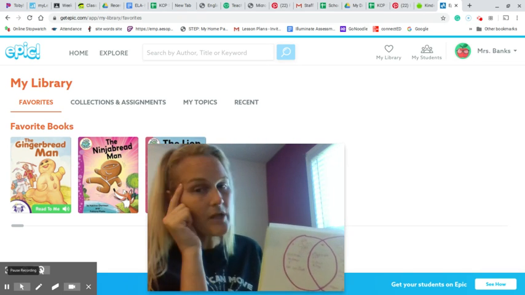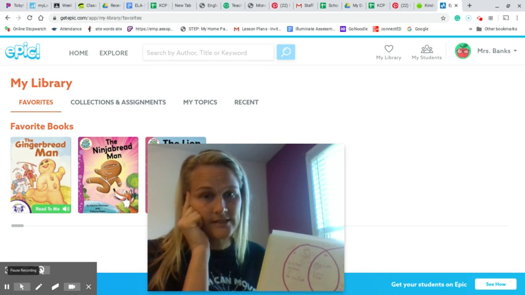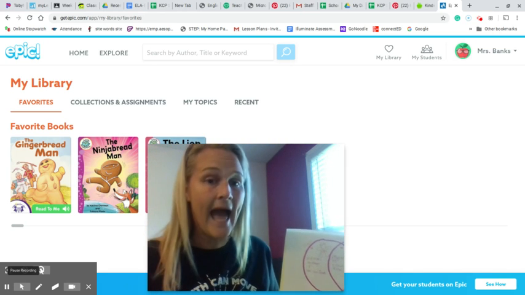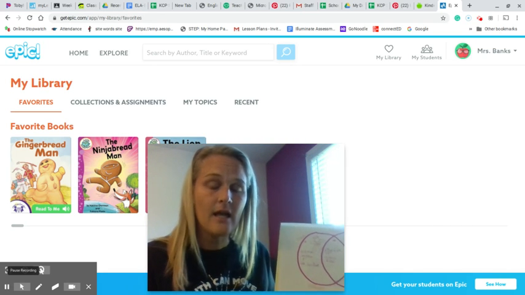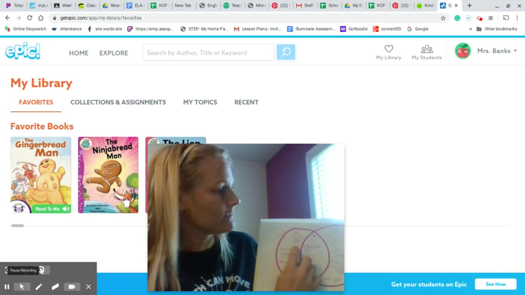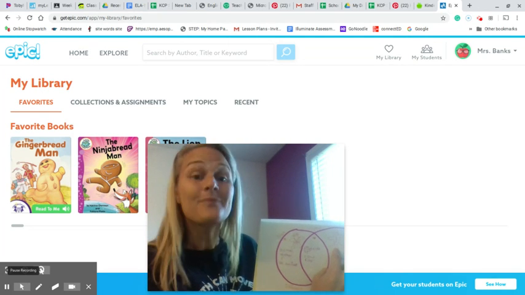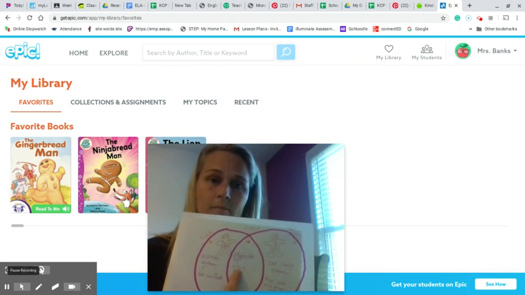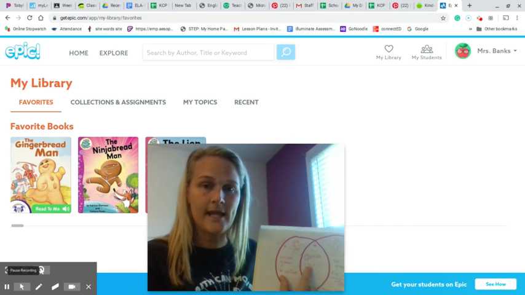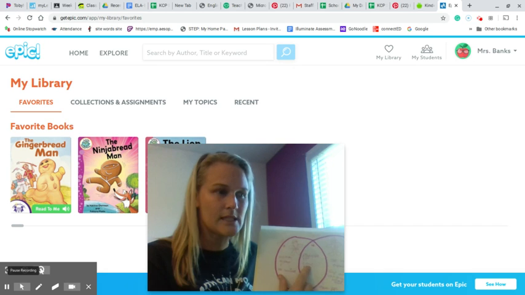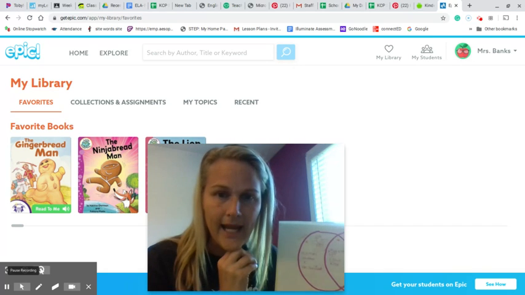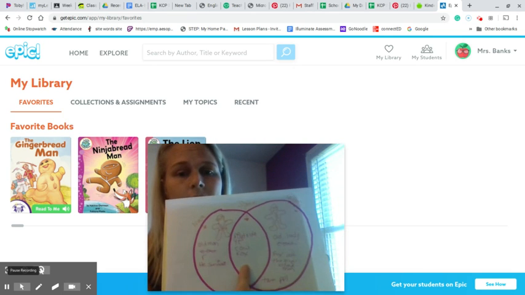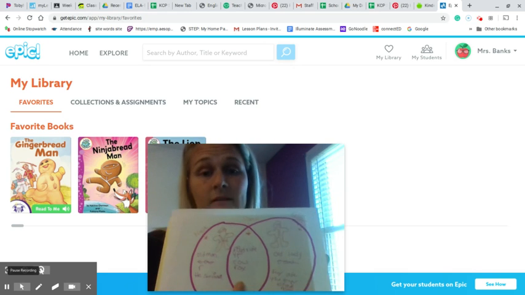So let's think about the characters in the story. Remember what a character is. It's the people or animals that are in the story. We knew that the gingerbread man had a cow. Remember, they were eating the grass. The ninja had the cow in it. Did the gingerbread man have a cow in there? Yeah, it did. So we will put the cow in the middle because it's the same. What's another character in the book that was the same? Think about the ending. Think about who wanted to eat somebody. The fox. Yeah, the fox would go in the middle because they both had the fox, right? Different book, but they had some of the same characters in it.